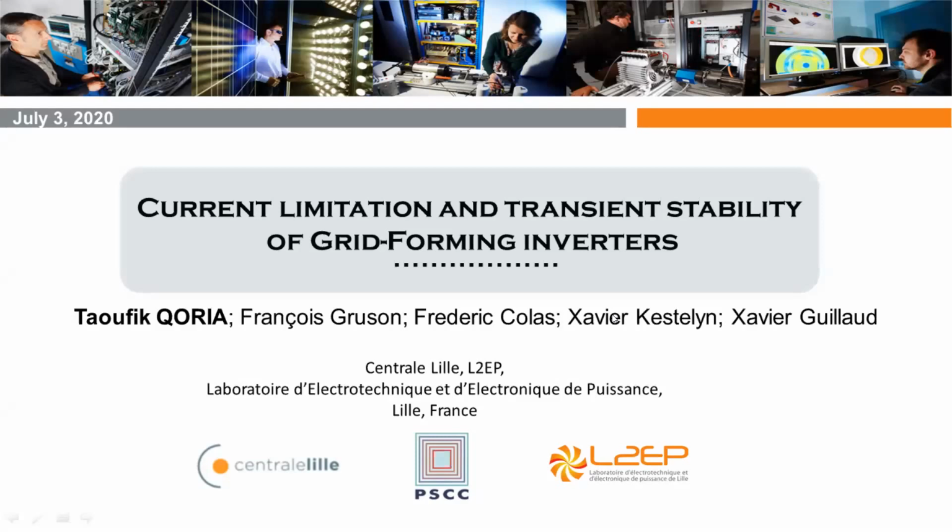My presentation for today deals with the current limitation and transient stability of grid-forming inverters. In this work, two well-known methods for current limitation are presented and compared. Then their impact on the transient stability is highlighted. Based on this comparative approach, a hybridization between both methods allows benefiting from their advantages at once. The developed theoretical approach here will be validated through time domain simulation and experimentation also.